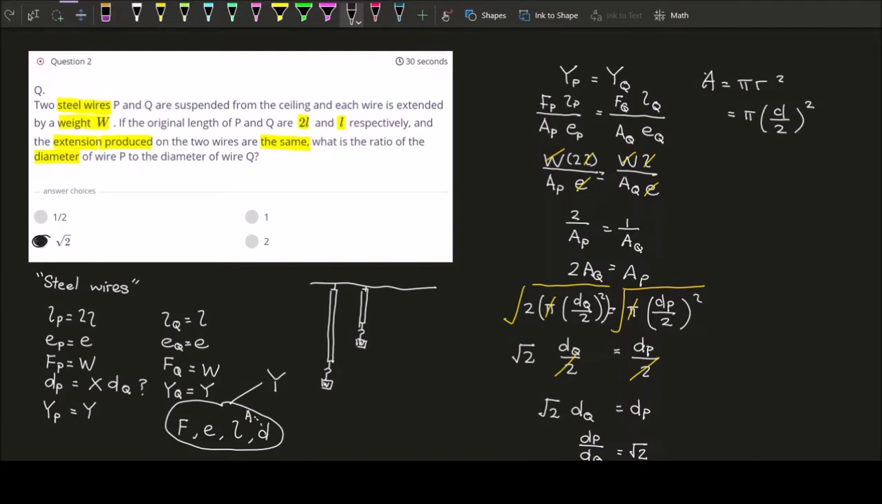First, you have to be very clear what you are looking for. In this case, you are looking for the diameter. Then see what information you are given. You are being given this thing representing Young's modulus is the same. This thing representing the force exerted is the same. This one representing the length are different by a factor of 2. Then this one representing the extension are the same. So you have all the information. The important thing is piece it together and find the thing that you want at the end. Okay, so that's how you solve a question similar to question 2. Okay, let's move on to the next question.